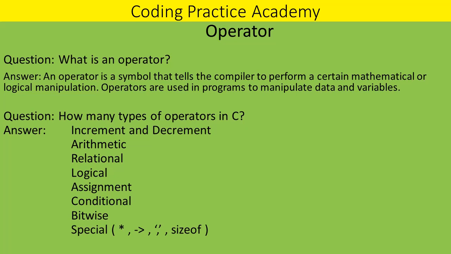Now the next question is, how many types of operators exist in C? The answer is, there are a total of 8 types of operators. The numbers are: number 1, increment and decrement operators; number 2, arithmetic operator; number 3, relational operator; number 4, logical operator; number 5, assignment operator; number 6, conditional operator; number 7, bitwise operator; and number 8, special operator.